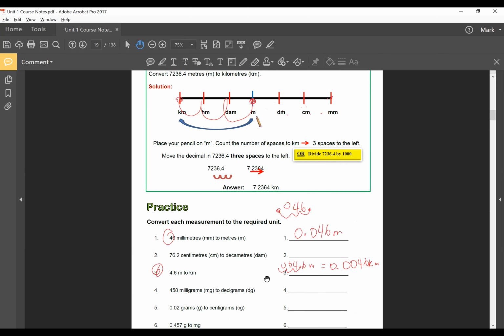All right, let's look at the last one, number 5. Again, you guys should definitely make sure you practice some of this.